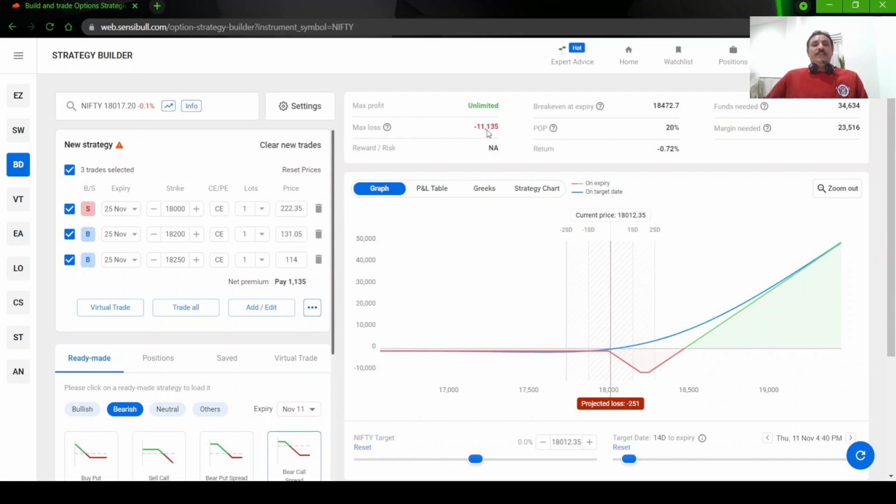But on the downside, below your lower sell strike, you will have only your premium as risk, because you have paid 1,135. When the market goes down, all this call will expire worthless. So when everything expires worthless, what is your risk? Your risk is what you paid out, right? Means your premium what you have paid out is 1,135. So that is the only risk for you, right? This is a net debit trade. So on the downside, your risk is limited only to the premium paid.